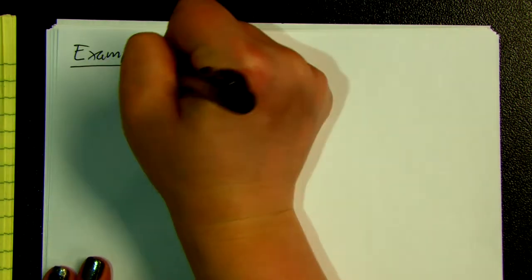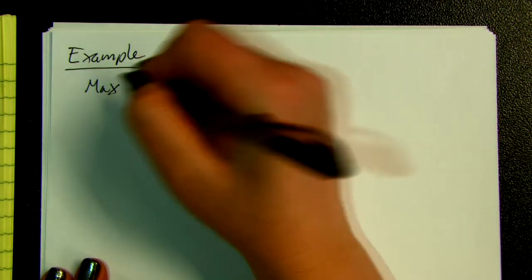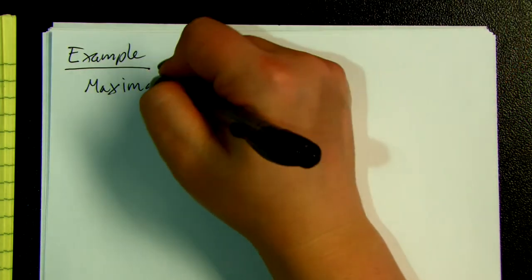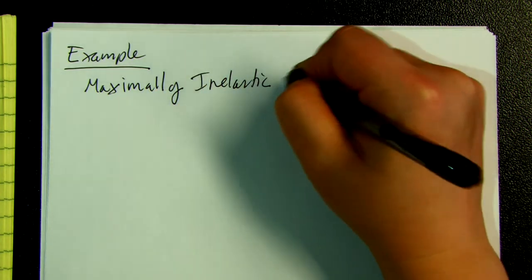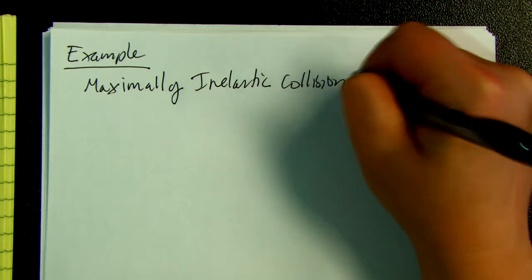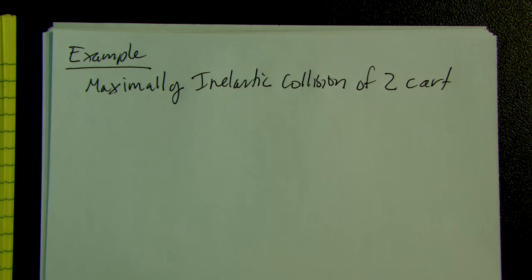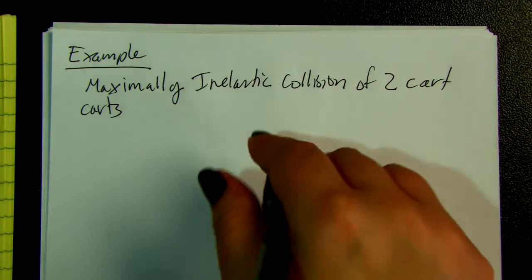Welcome back to part 2. We're going to be continuing our discussion about collisions with another example. We're going to look at a maximally inelastic collision, a sticky collision of two carts. Last time we looked at an elastic collision of two carts. Now we're going to go way the other direction.